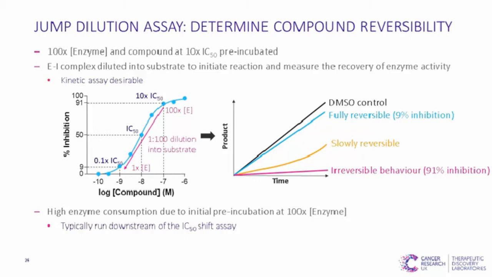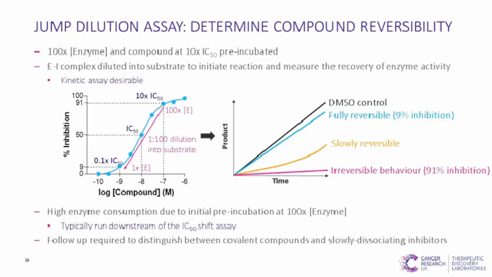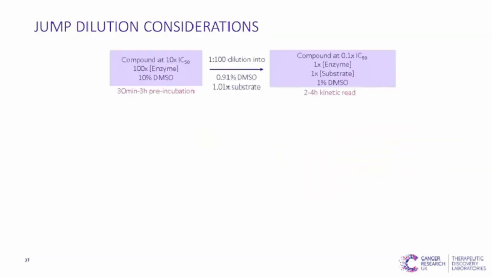It's worth bearing in mind that this assay can use quite a lot of enzyme due to the pre-incubation being performed at 100 times the final enzyme concentration. And so typically, we run this assay downstream of the IC50 shift assay. Follow-up is required to distinguish between covalent compounds and slowly dissociating inhibitors, as they can look very similar.